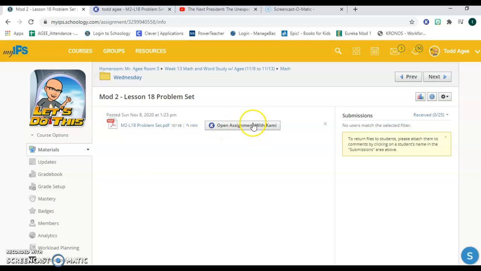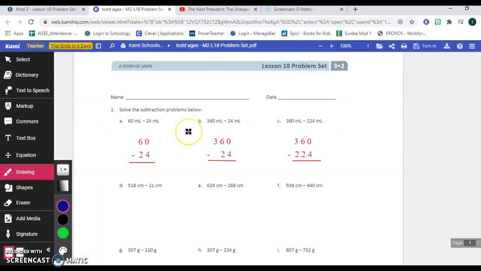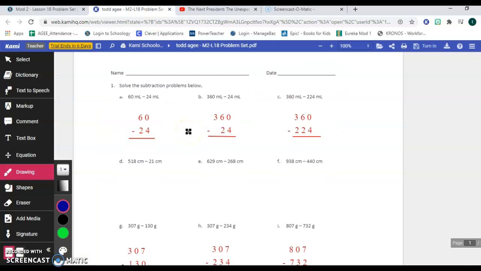So if you don't have your workbook, you can open up the assignment with Kami. It's the lesson 18 problem set. I've already loaded in a little bit of work so that I didn't waste my time putting the numbers in and everything.